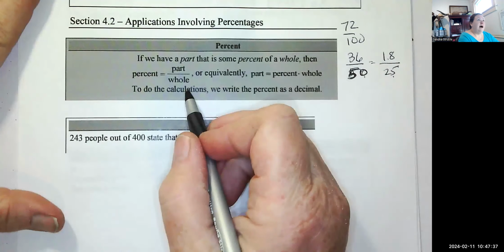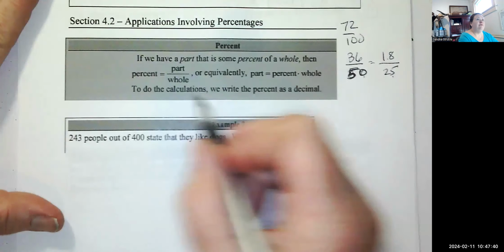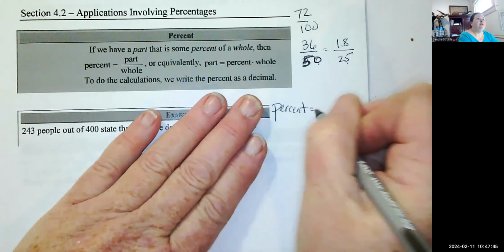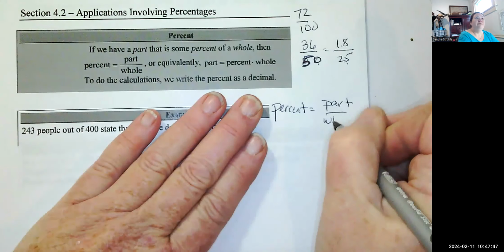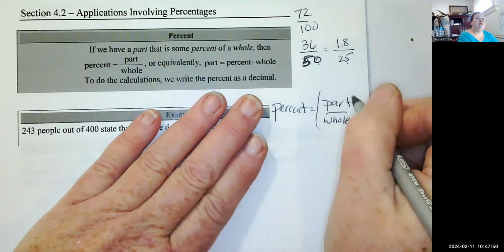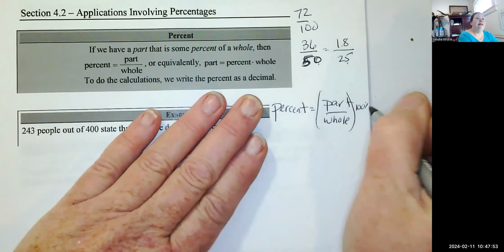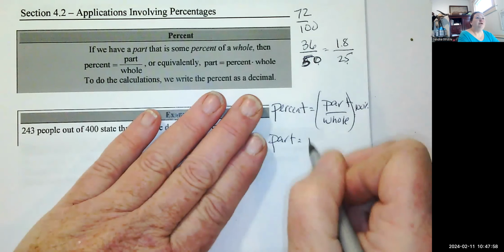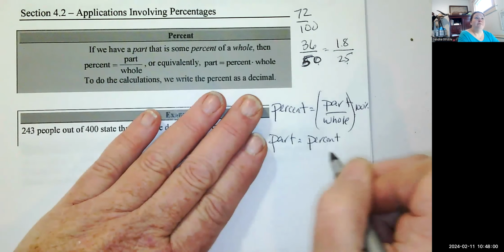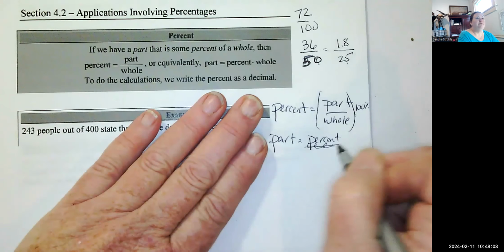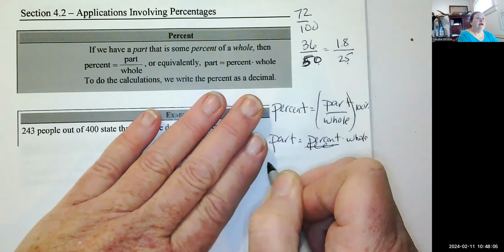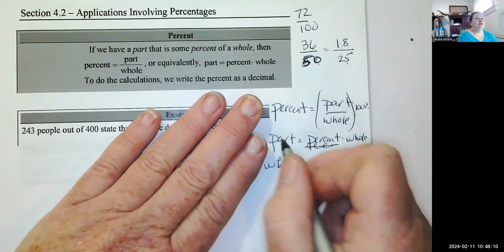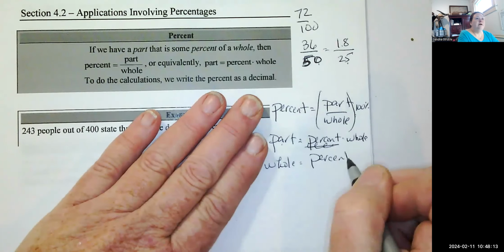I had given you in class 3 formulas. If you're looking for a percent, that's just part divided by whole. But I also told you, you want it to be a percent, so then you have to multiply that by 100 and add a percent sign, okay? To solve for a part, that's just your percent in decimal form times your whole. And then the whole is your part divided by your percent in decimal form.